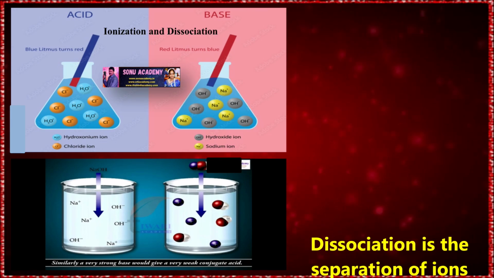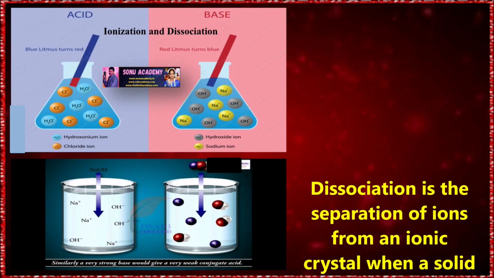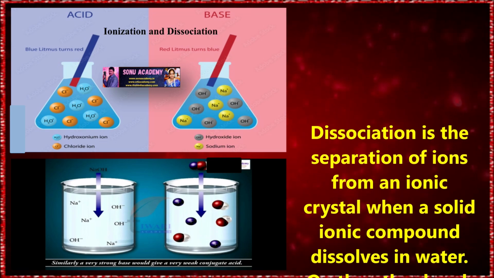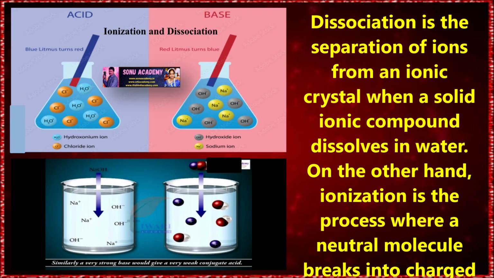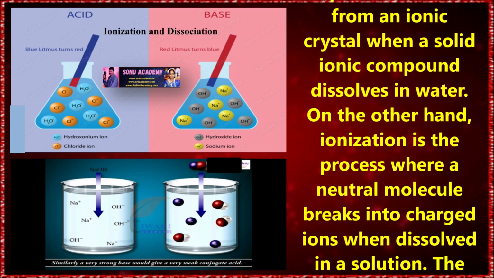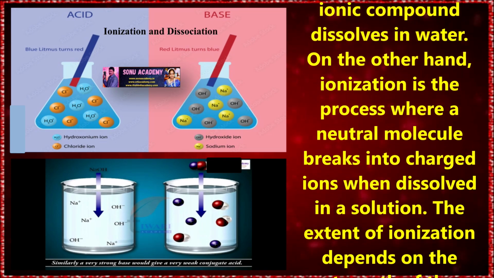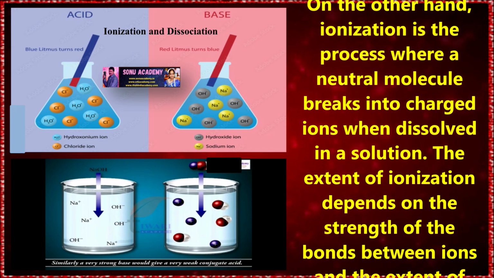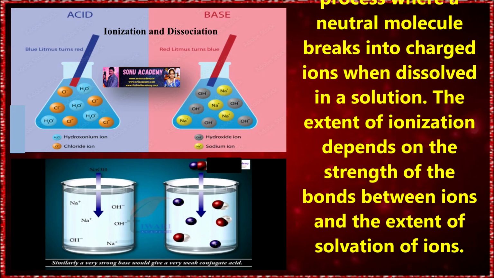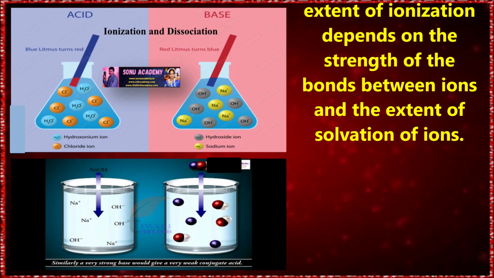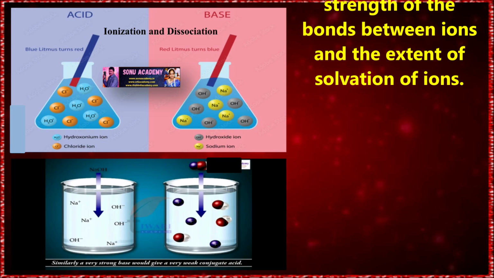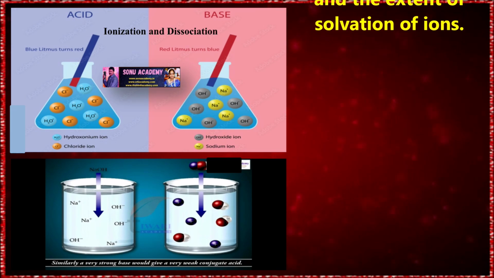Children, let us discuss ionization and dissociation. Dissociation is the separation of ions from an ionic crystal when a solid ionic compound dissolves in water. On the other hand, ionization is the process where a neutral molecule breaks into charged ions when dissolved in a solution. The extent of ionization depends on the strength of the bonds between ions and the extent of solvation of ions.